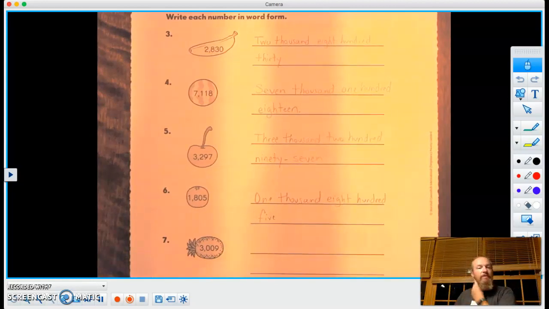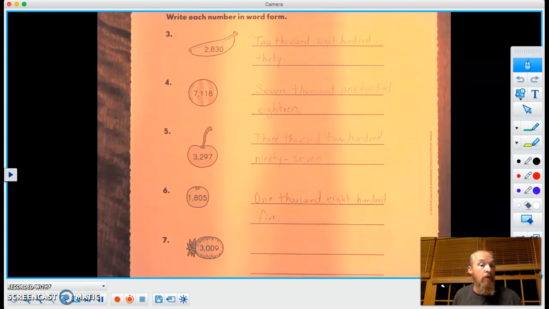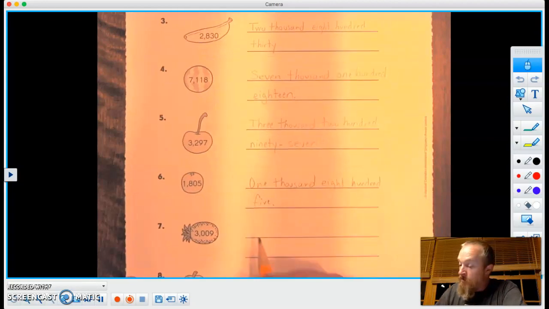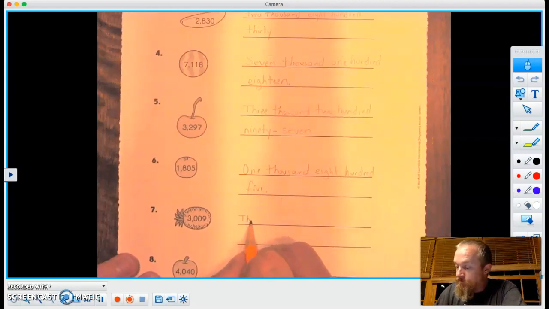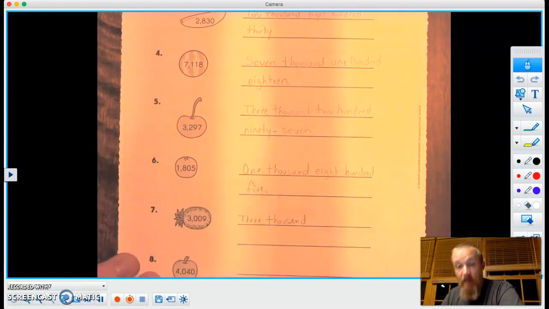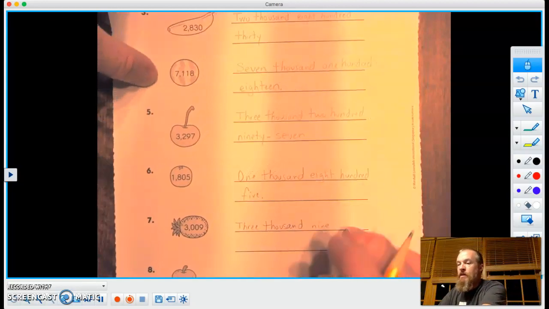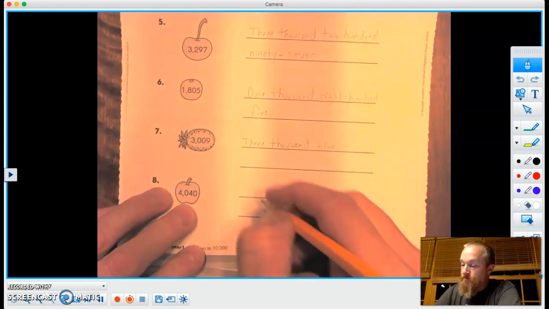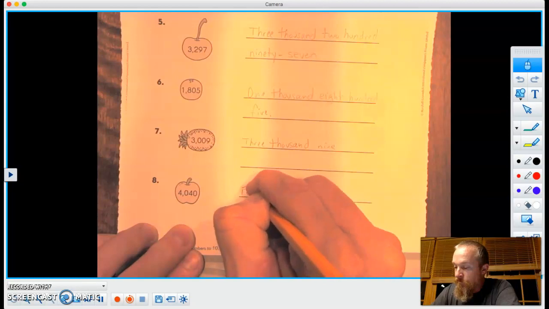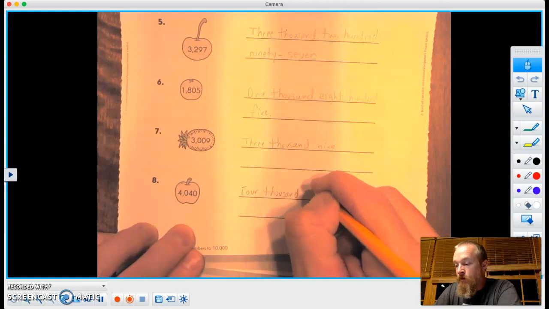Notice on that one, we don't put 0, 5 or no tens 5. We just do it just like if we would say the numbers would be 1,805. The pineapple. And again, when we say that, we would say 3,009. And number 8. 4,040.